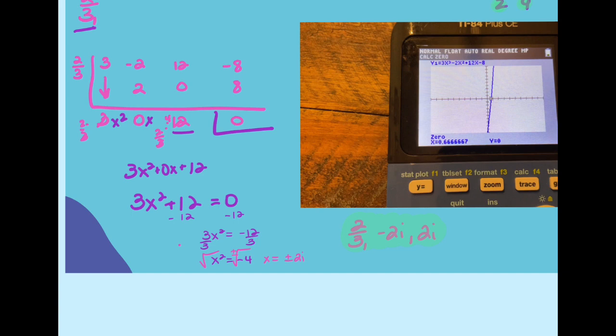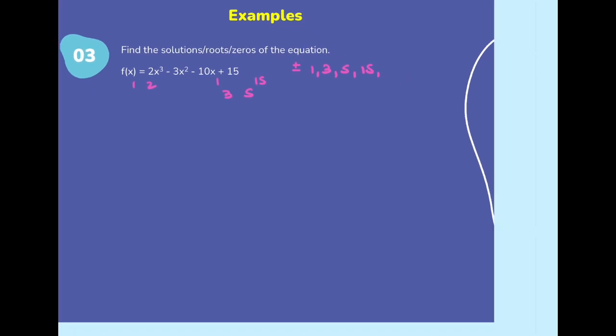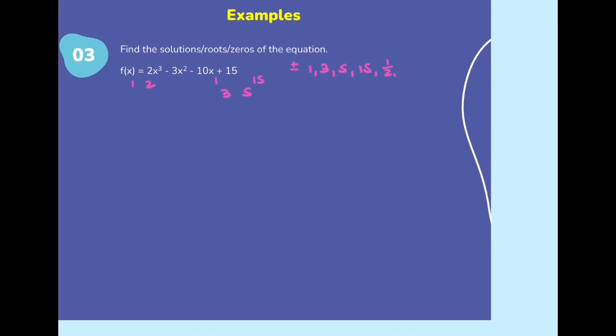Okay, we're going to do it 2 more times. So example 3, again, making sure it's in order of decreasing degree, which it is. Finding the possibles, the factors, the last one would be 1, 15, 3, and 5. The first would be 1 and 2. So my possibles are plus and minus 1 over 1, 3 over 1, 5 over 1, and 15 over 1. And then 1 over 2, 3 over 2, 5 over 2, and 15 over 2.